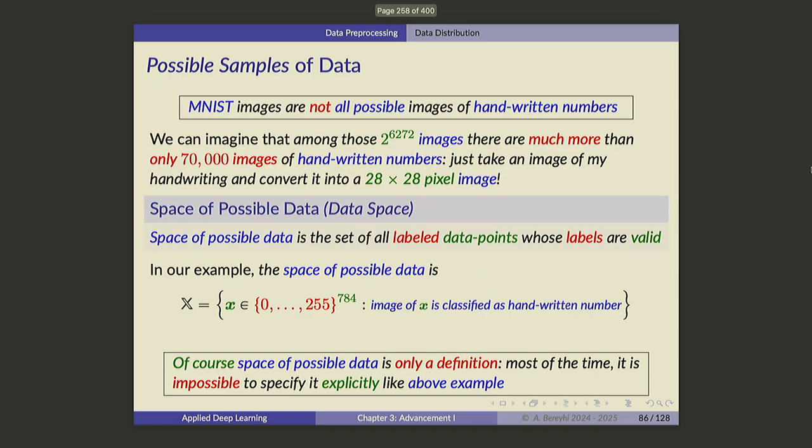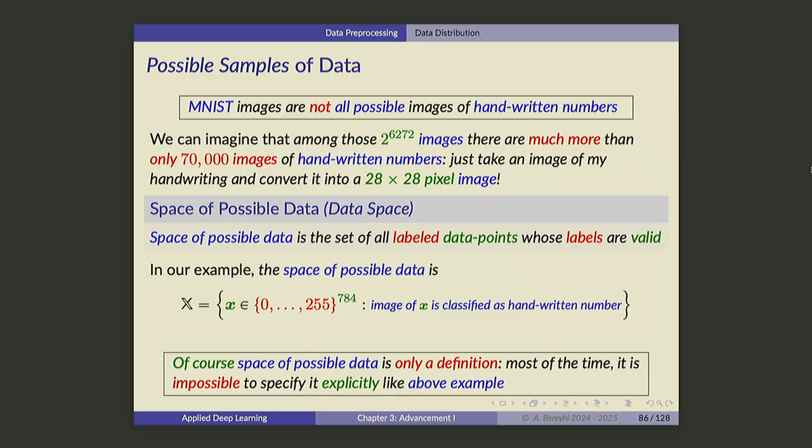Now, this is just to indicate that this space is just a definition, right? You cannot really say I have it. Maybe for some very dummy example, you can build that set. But in practice, for the practical problems that you have, this set cannot really be specified, right? You cannot even count how many members are there.